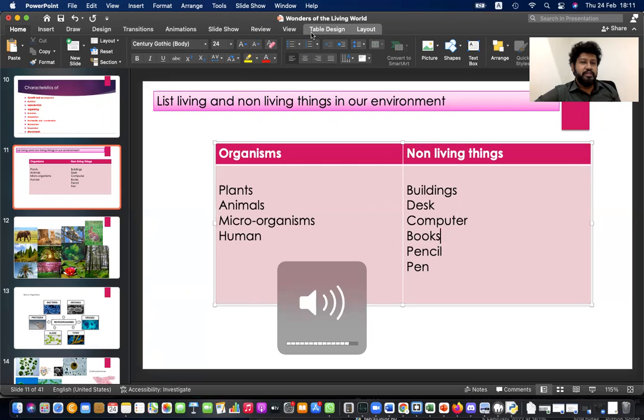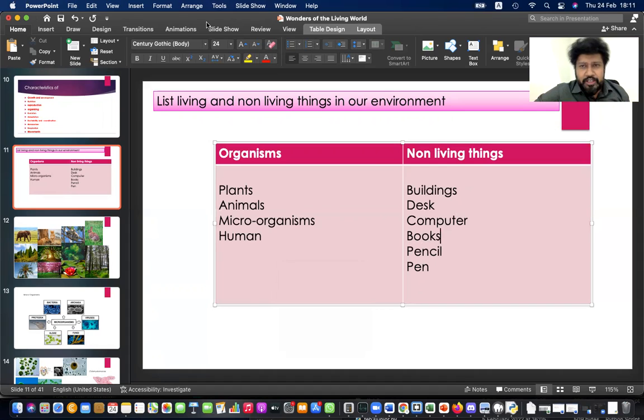What can you see around you? Yes, please tell me. Only organisms, or anything? Non-living things too. Okay, tell me an organism.